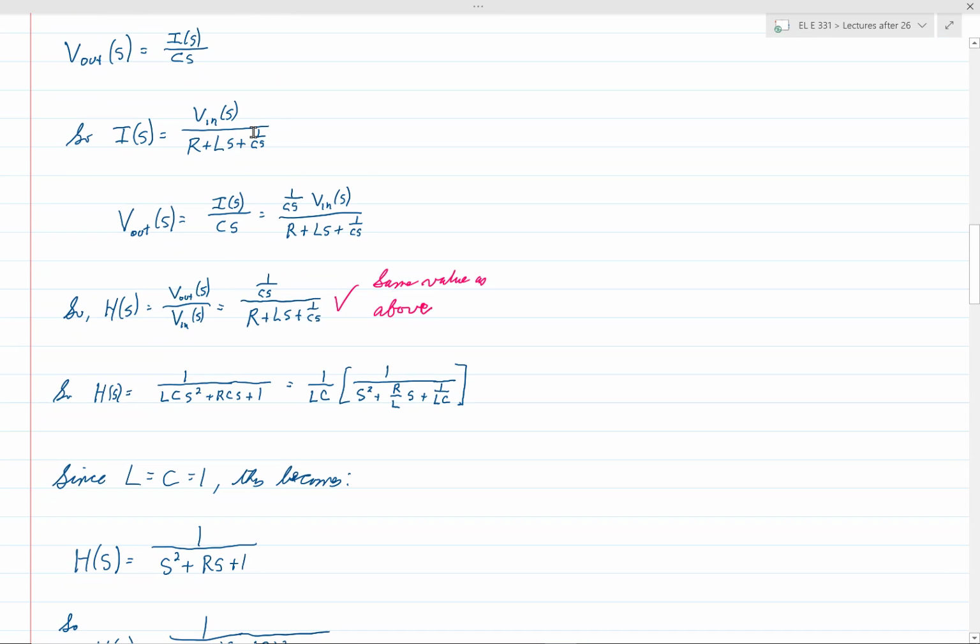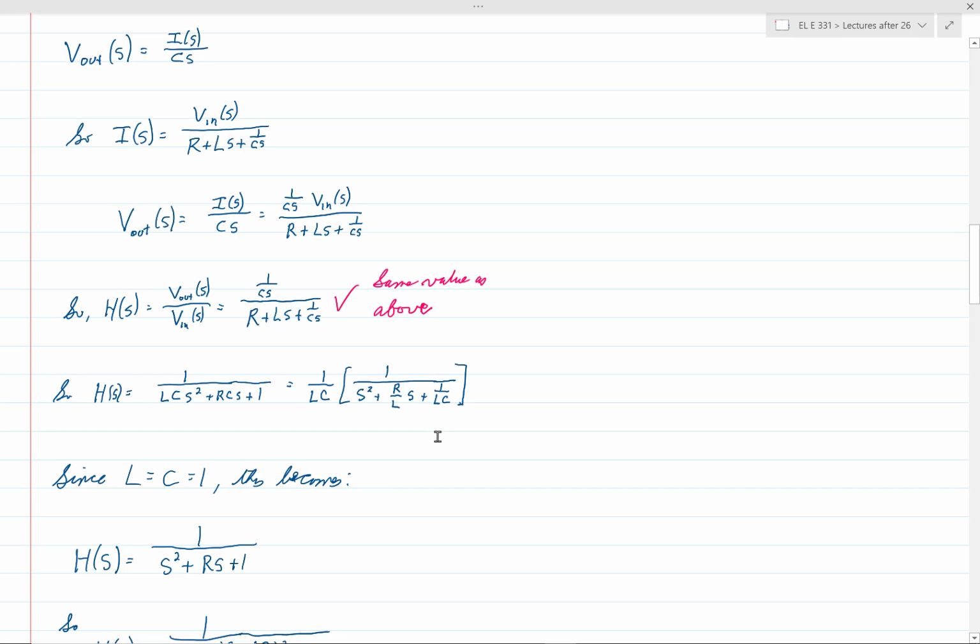But however you get the result, we have this, and then here I will go ahead and take the Cs down to the bottom, and so I get 1 over LCs squared plus RCs plus 1. And then if I take an LC out of the denominator, I'll get 1 over LC times 1 over s squared plus R over L s plus 1 over LC.